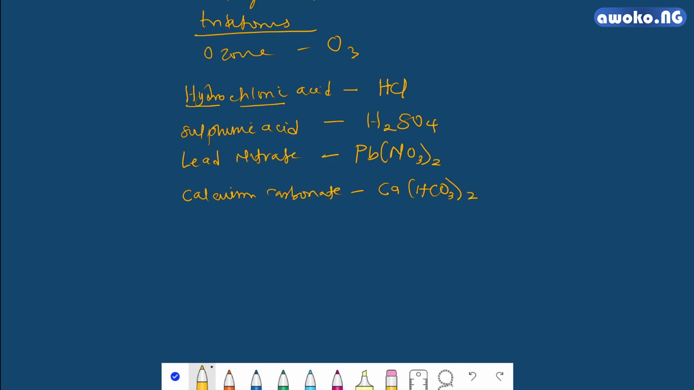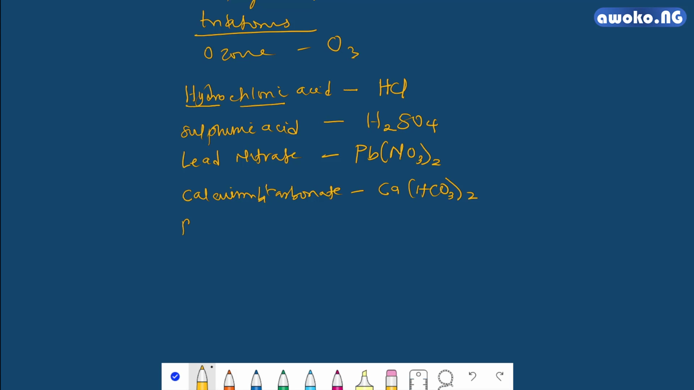Calcium carbonate. The IUPAC nomenclature is actually, so it is calcium bicarbonate. The IUPAC nomenclature is calcium trioxocarbonate 4 bicarbonate. That's it. So that's the IUPAC nomenclature. So you have calcium carbonate written as this.